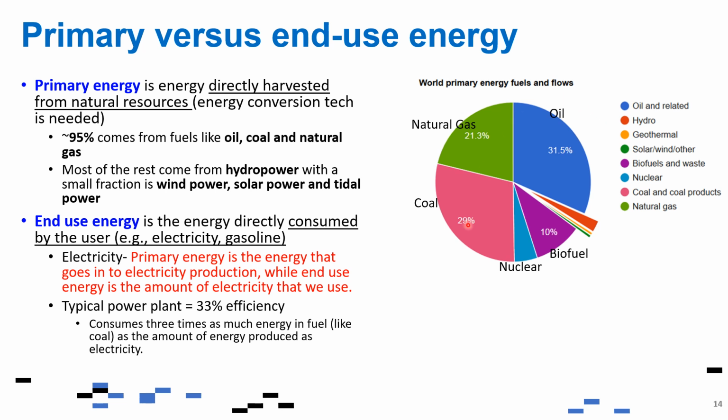And this shows here the various contributions of different types of primary energy sources around the world. The coal is also 29%. Coal and oil are fossil fuels, so as I mentioned, more than 80% is supported by fossil fuel in the whole world.